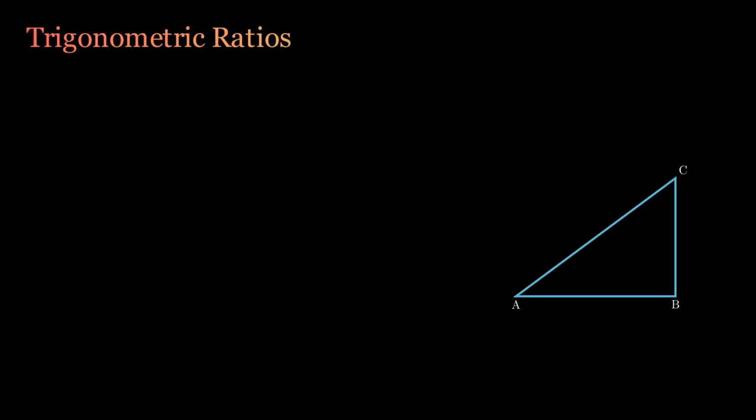Now let's formalize these ratios. In any right angle triangle, we will have the side opposite to the angle we are focusing on. Let's call this the opposite side. Then there is the side next to the angle, but not the hypotenuse. Let's call this the adjacent side. Then we have the side opposite to the right angle, the longest side. Let's call this the hypotenuse.